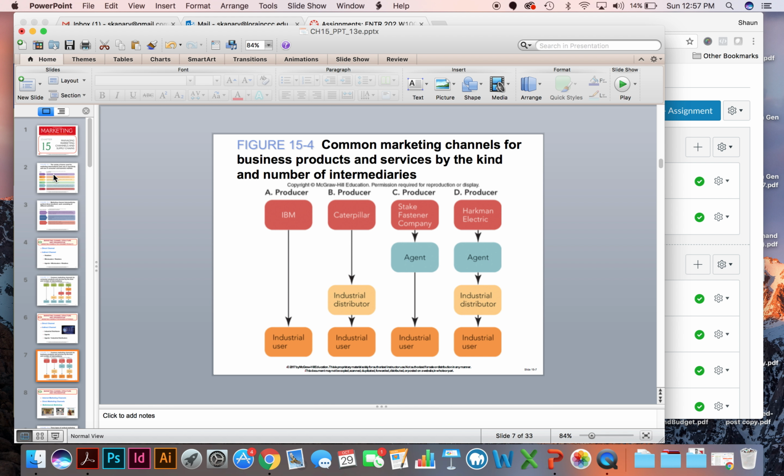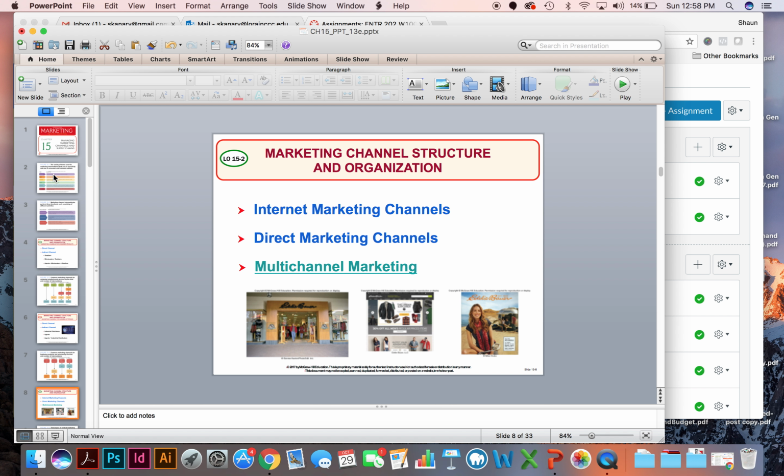Again, we have a Caterpillar who goes through an industrial distributor. Stake Fastener Company uses agents who go to the industrial user. These agents serve as individual reps that go cover regions that sell directly to industrial users. Then we have the agent to industrial distributors to industrial users. These are a lot of lighting manufacturers, sprinkler manufacturers, where they have regional agents that sell to the industrial distributor that end up selling to the consumer, which is a business in this case.